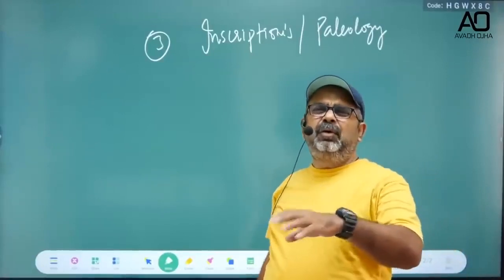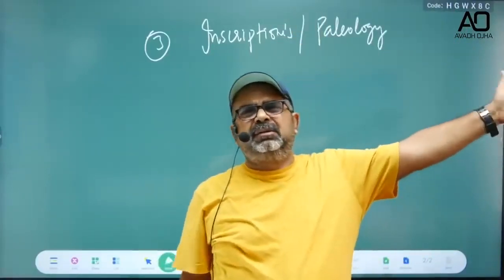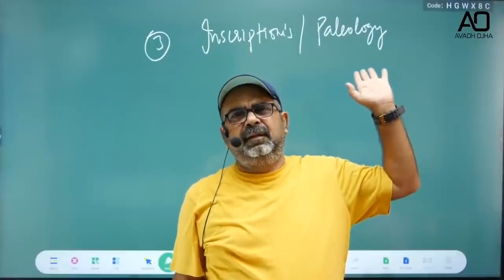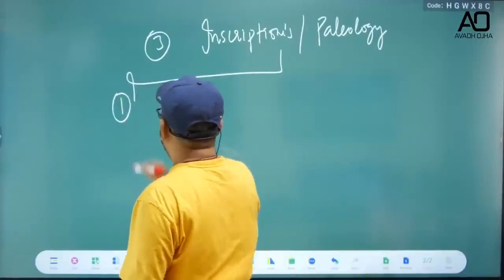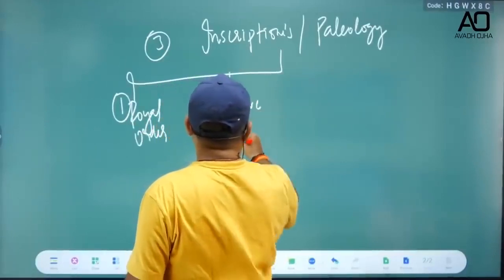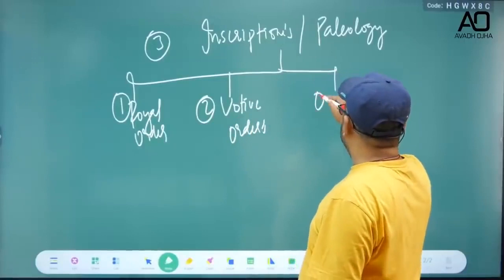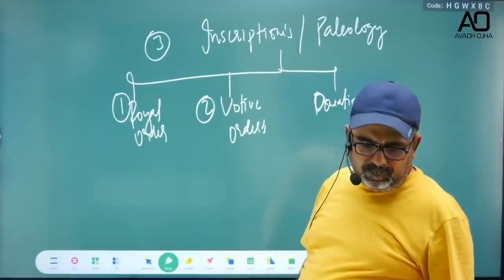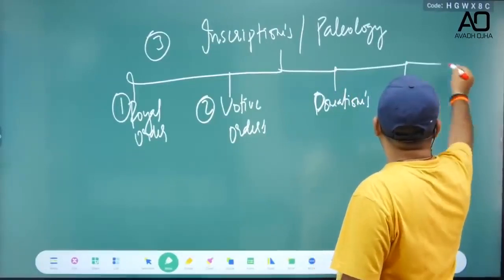And inscriptions are found on almost everything: statues, the walls of temples, seals, rocks, iron pillars, copper plates, etc. But they are of the following types: royal orders, votive orders, donations, eulogies, and land grants.